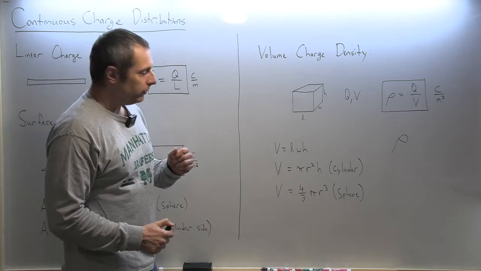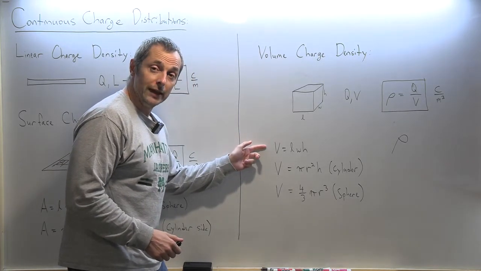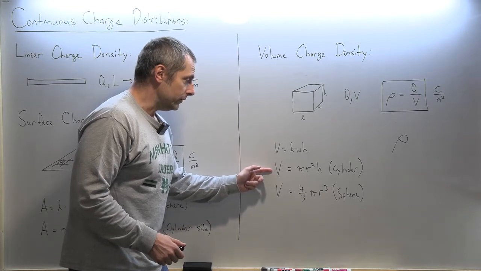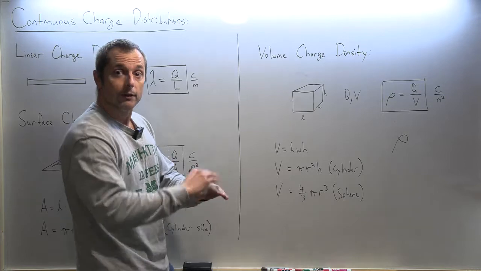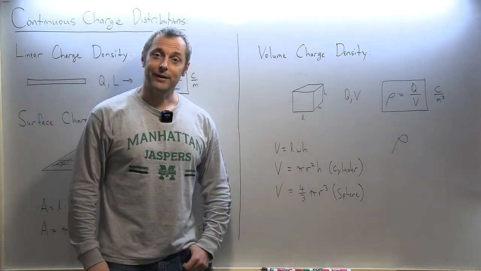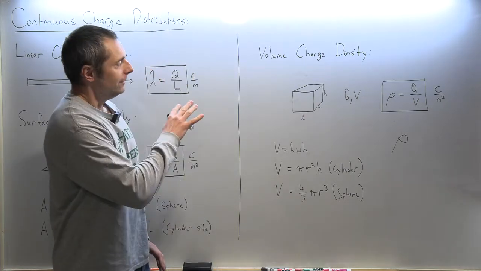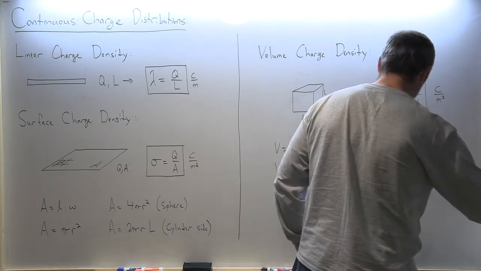And then you also need to remember these formulas. Volume of a cube, sometimes you'll need that in your calculations. The volume of a cylinder is the area of the base of it, pi r squared, times the height. And the volume of a sphere, 4/3 pi r cubed. Okay, so these are the definitions of charge density. Now, we're going to use these.